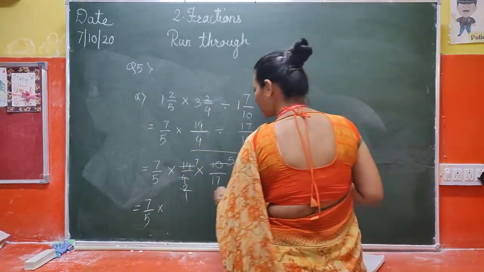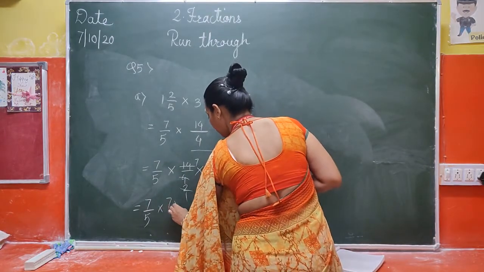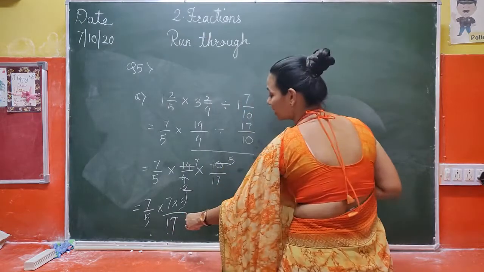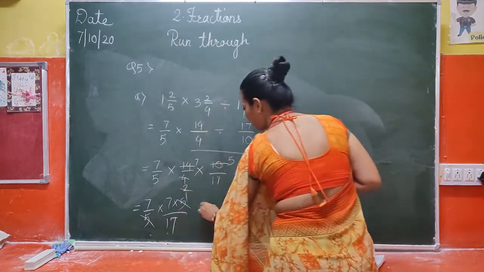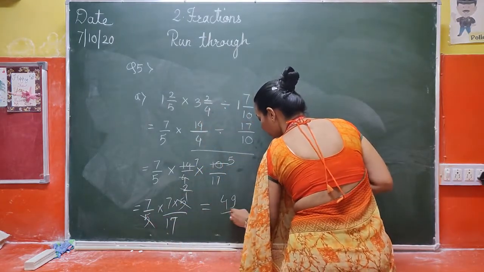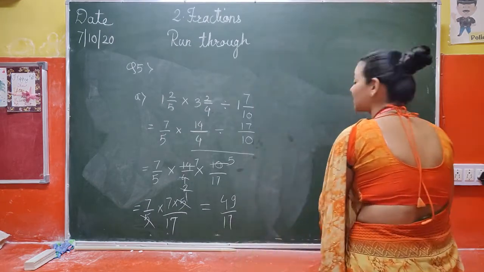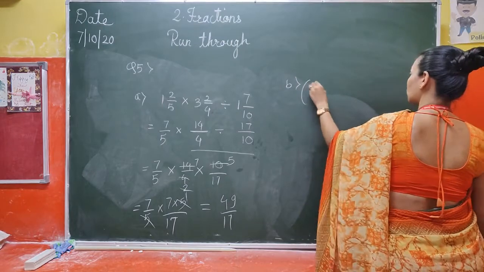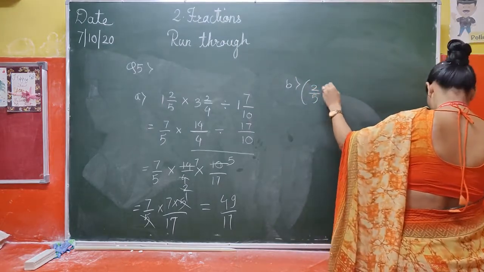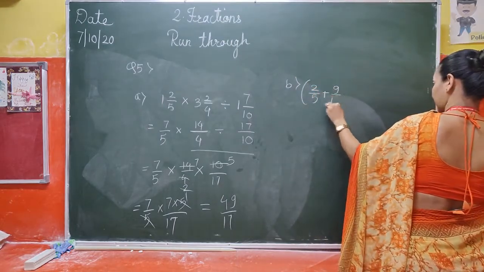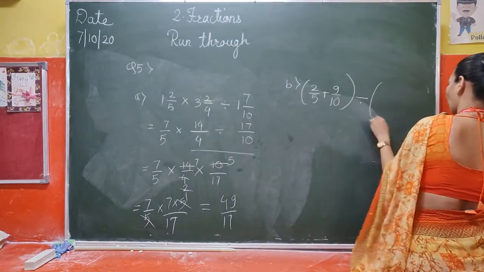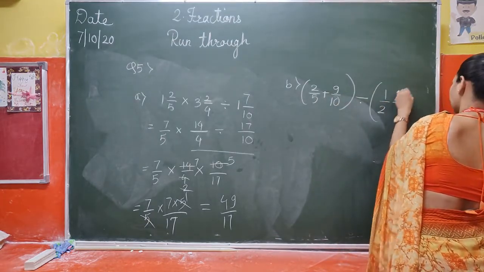multiplied by, what is it? 7 into 5 divided by 7. Okay, again I will cut 5. So what will I have? 49 upon 17. So this will be the answer for your first question. Let me solve one more for you. 2 upon 5 plus 9 upon 10, divided by 1 upon 2 minus 1 upon 2.